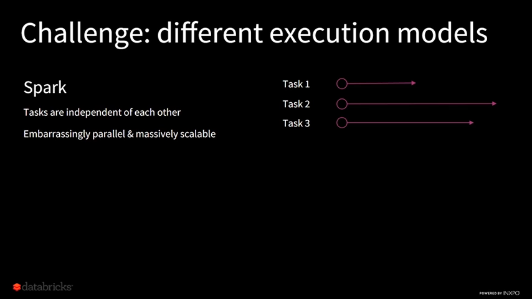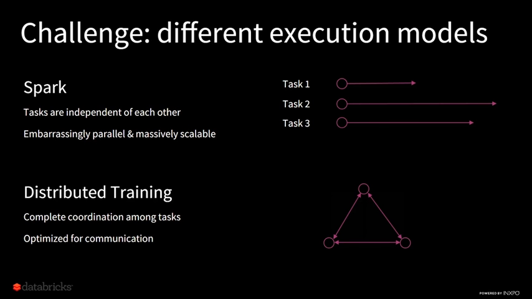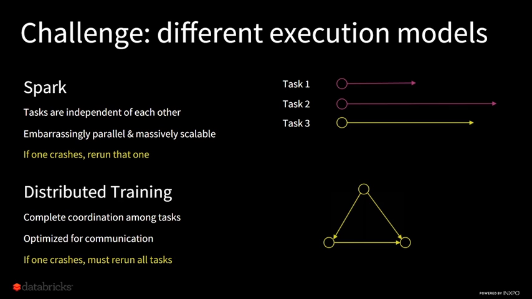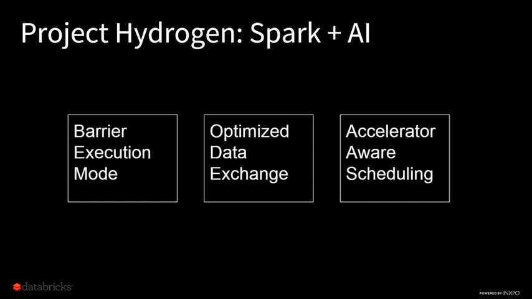Spark is a big data engine built on top of the MapReduce framework, and all the tasks scheduled by Spark are independent of each other. So each task can run, fail, and be rescheduled independently. That's why we can achieve embarrassing parallelism and massive scalability. But distributed deep learning jobs need fast, frequent coordination among the tasks. They pass messages frequently to update the model and the gradients, so they need to talk to each other and depend on each other. In case of failures, Spark can simply recover the failed task. But for distributed deep learning training, usually if one fails, you may need to rerun all the tasks. It depends on the implementation, but this is the general case.